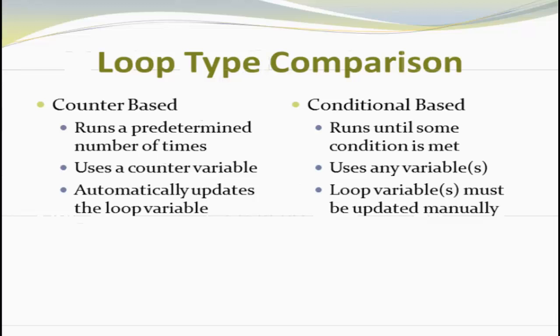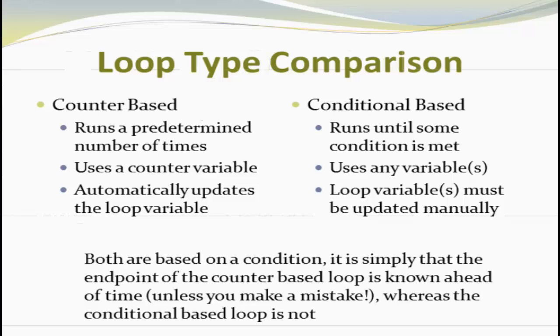For a counter-based loop, that loop variable, or in this case the counter variable, gets updated automatically by the loop, the way that it's set up. For the conditional loop, you have to have some statement somewhere inside the body of the loop that updates the value of your variable.